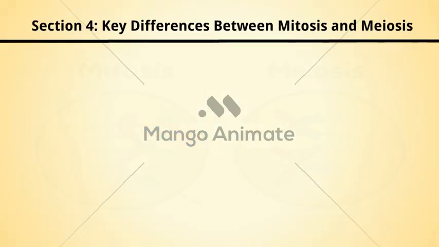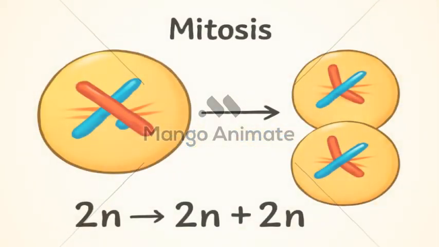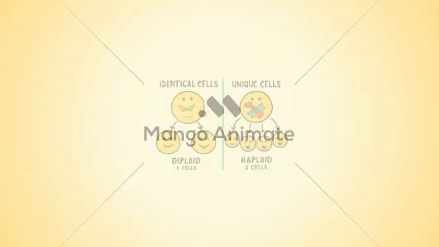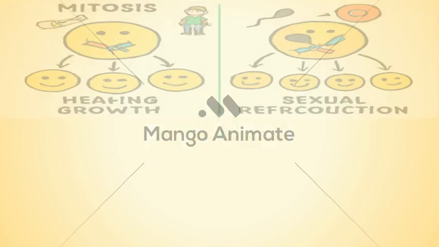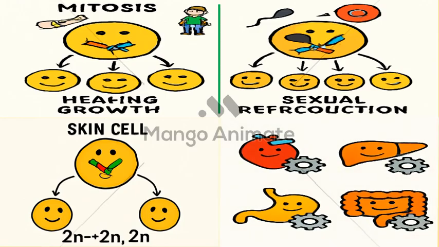Section 4. Key differences between mitosis and meiosis. While mitosis and meiosis share similarities, such as chromosome duplication and the use of spindle fibers, their purposes and outcomes are fundamentally different. Mitosis occurs in somatic, body, cells, and results in two identical diploid cells that are clones of the parent cell. It supports growth, maintenance, and repair.